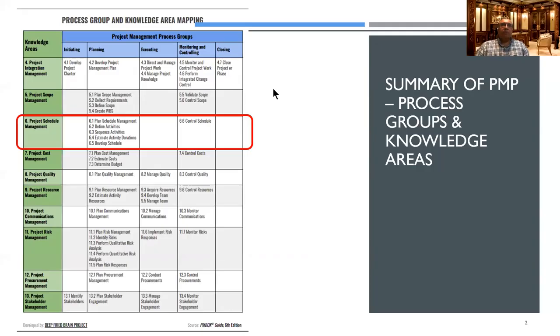So we're going to talk about our schedule management now. Okay, so in schedule management, again, a reminder about this every time, I'm going to show this a couple of times to you guys. In the project schedule, we have 5 activities in planning and then 1 under control schedule. What is schedule? Schedule is your time, right? So the time for the project.